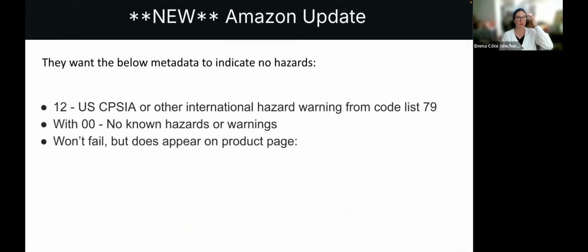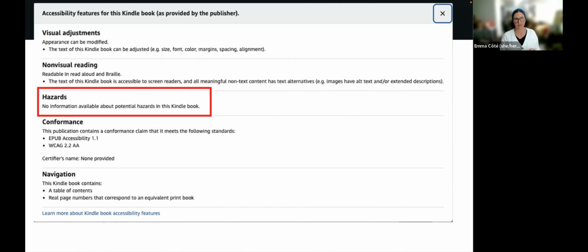So, Amazon, this is a warning. It's not an error that's going to cause a failure, but I thought it would be worth bringing up because it is appearing on their vendor page now. So if you're not already supplying the 00 no known hazards from code list 79, you do want to start supplying that, because this will show up right here. This is from the Amazon storefront.